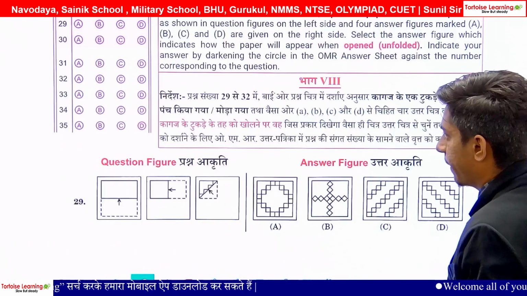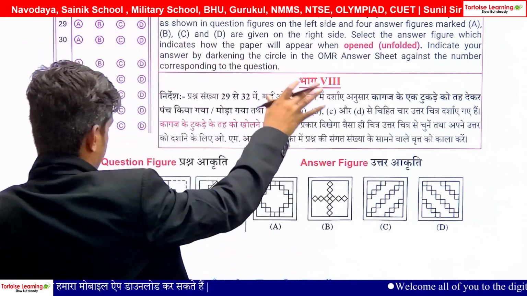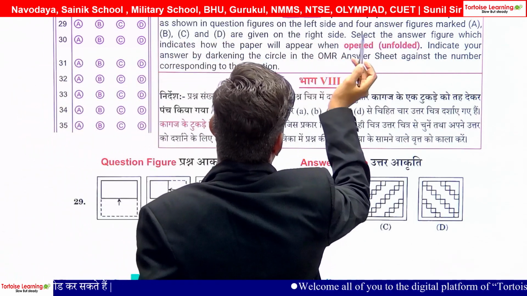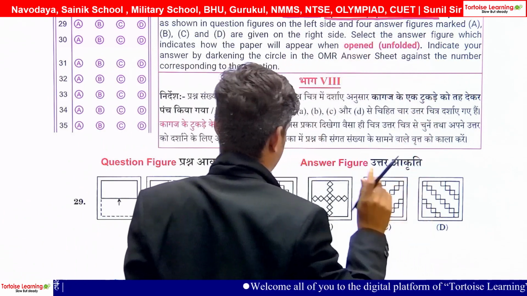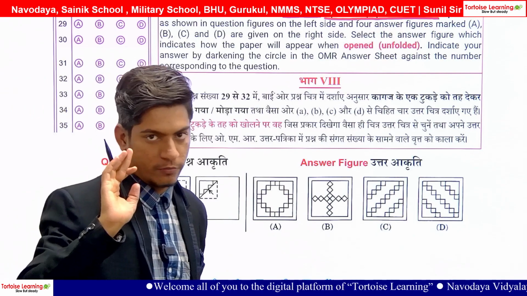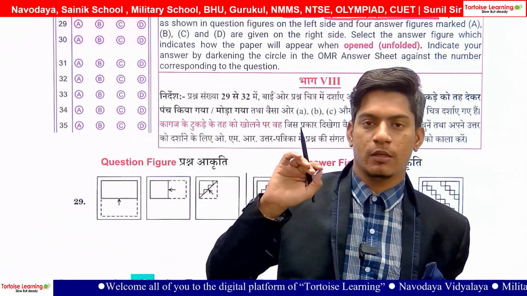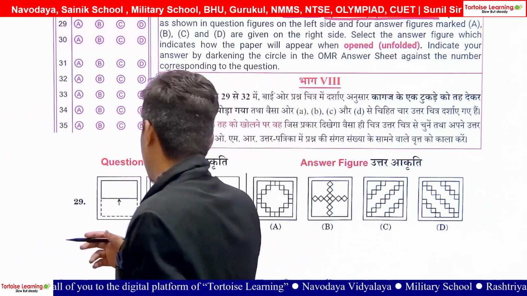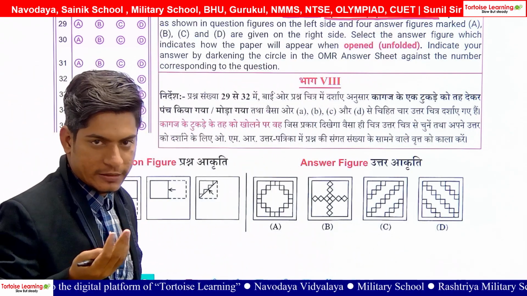Now if you look at the next section, questions 29 to 32, a piece of paper is folded. This is very important and so confusing. Many students attempt the wrong answer for these types of questions. A simple trick is there.